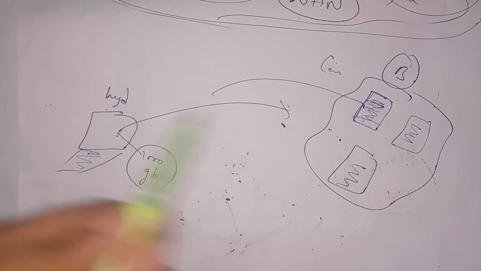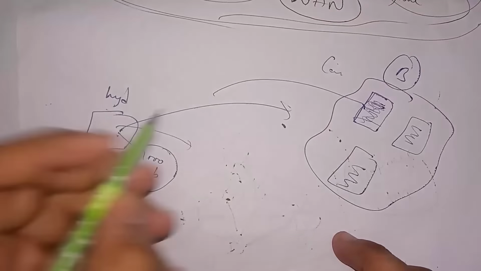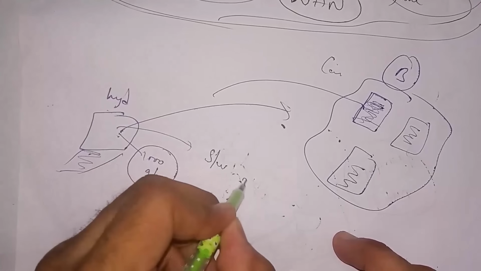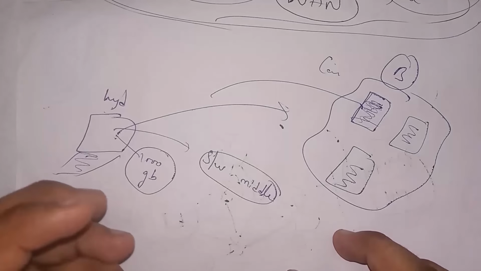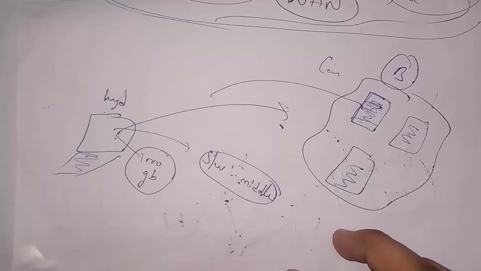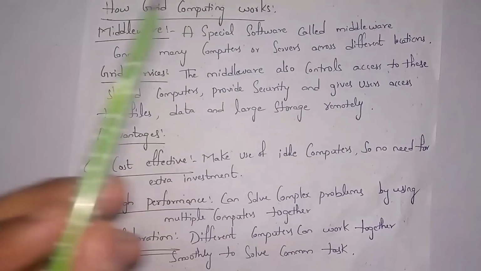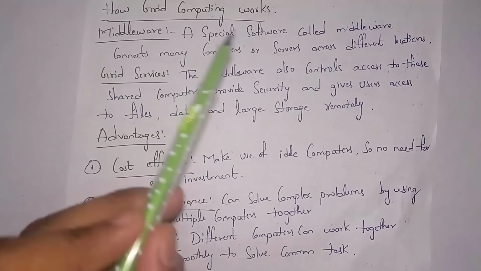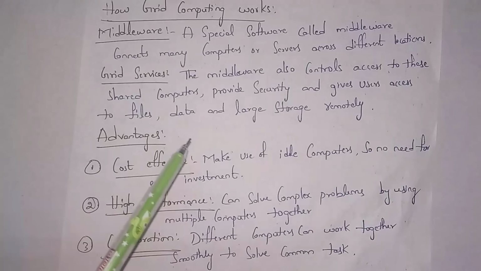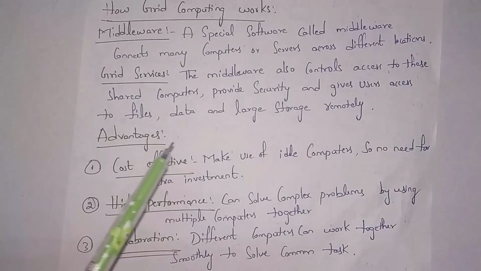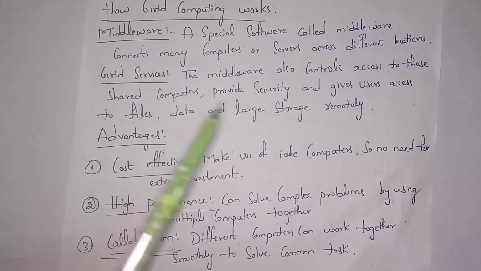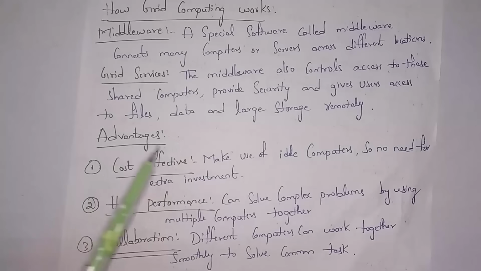And if you want to connect to the server from your laptop, you need to install a software called middleware. So in grid computing, in order to establish connections, you need middleware. Middleware is nothing but software. This special software connects many computers or servers across different locations. The middleware also controls access to the shared computers, provides security, and gives users access to files, data, and large storage remotely. Guys, this middleware software also gives access control.